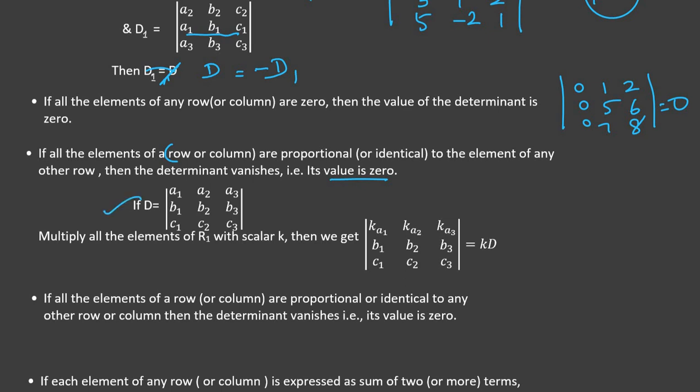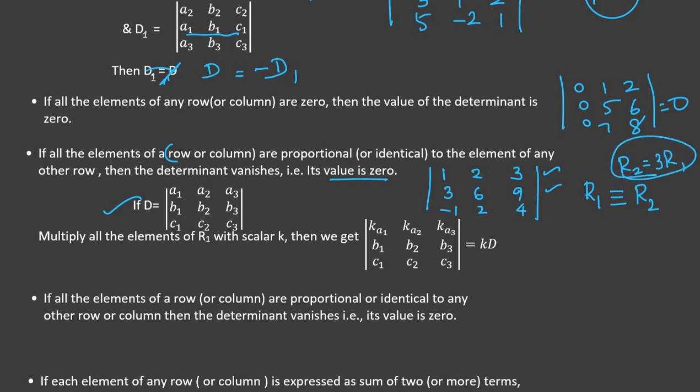So taking this example, if D is equal to A1, A2, A3, B1, B2, B3, C1, C2, C3, then if any row or column of a determinant is proportional, for example, I take 1, 2, 3, the next row is 3, 6 and 9, then we take any other row as minus 1, 2, 4. Now, what about row 1 and row 2? R1 is proportional to R2. R2 is equal to 3 times R1. So we say R1 and R2 are proportional. Therefore, the value of the determinant is directly equal to 0. D is equal to 0 here.